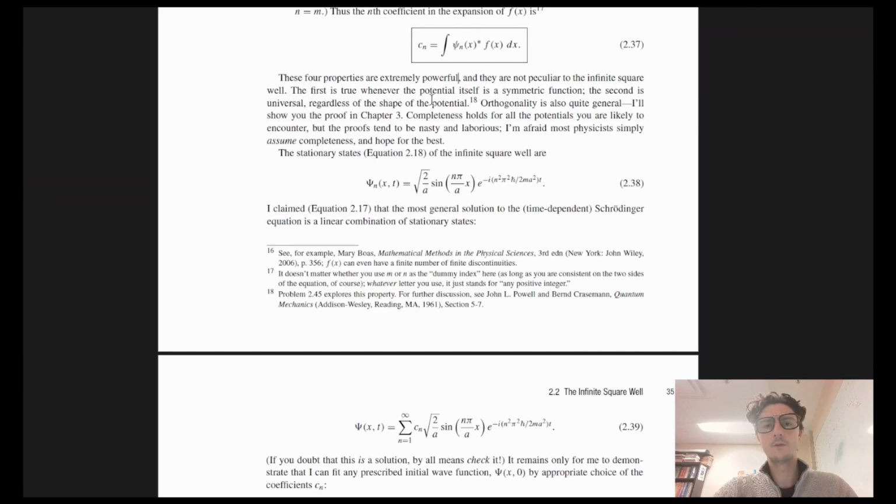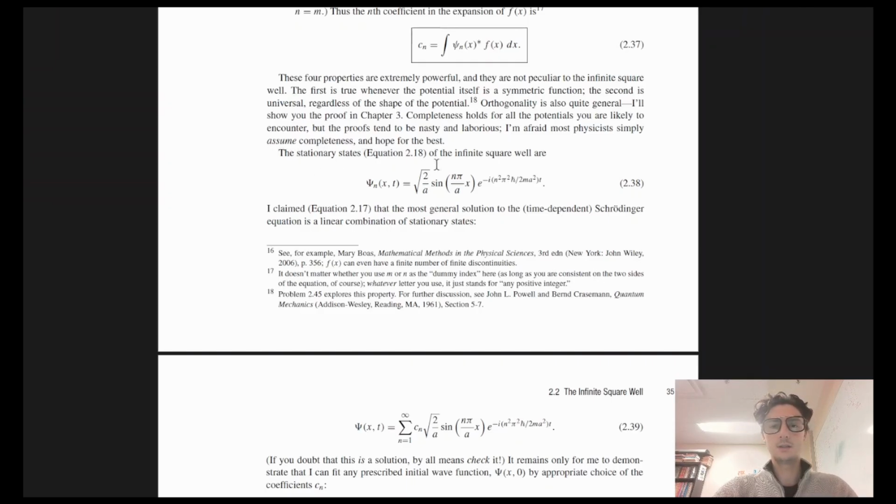The first is true whenever the potential itself is a symmetric function. The second is universal regardless of the shape of the potential. Orthogonality is also quite general. I'll show you a proof in chapter 3. Completeness holds for all the potentials you are likely to encounter, but the proofs tend to be nasty and laborious. I'm afraid most physicists simply assume completeness and hope for the best.